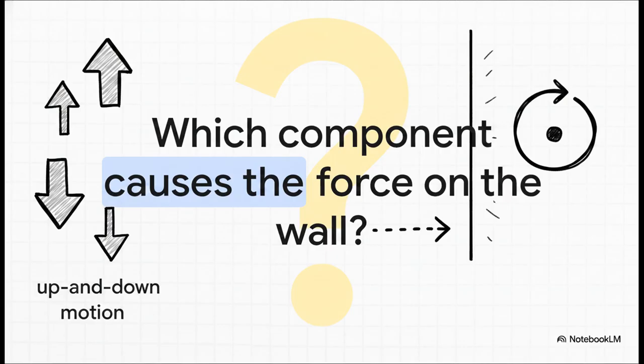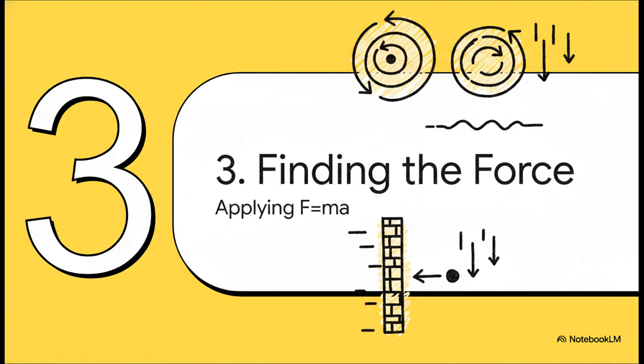So let me ask you a question. We're looking for the force the particle exerts on the wall. Which of these two motions, the up and down one or the round and round one, is actually responsible for that force? You got it. It's the horizontal motion. The vertical motion is in a whole different dimension, just dealing with gravity. It's the circular horizontal motion that needs the wall to push on the particle to make it turn.